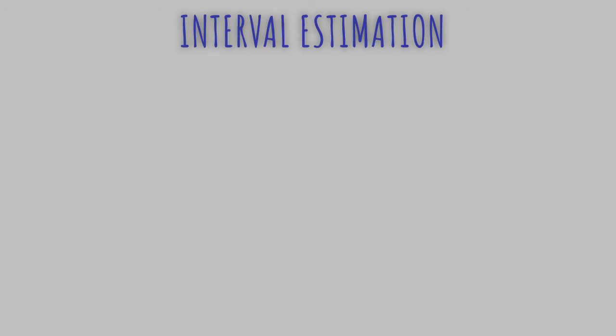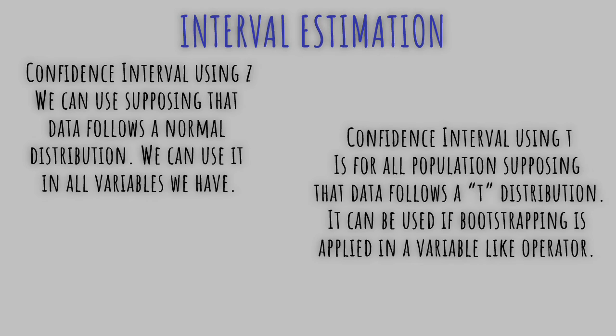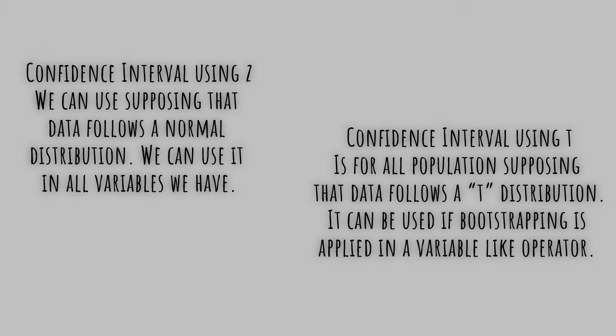For interval estimation, we are planning to use either a confidence interval using Z, and this can be used supposing that the data follows a normal distribution, and it can be used in all the variables. The other option is to use a confidence interval using T, and this is only if the population follows a t-distribution, and it can be used, for example, if we use bootstrapping, in a variable like operator.